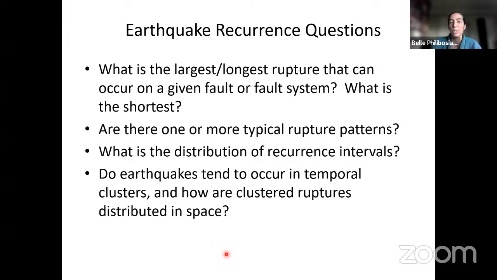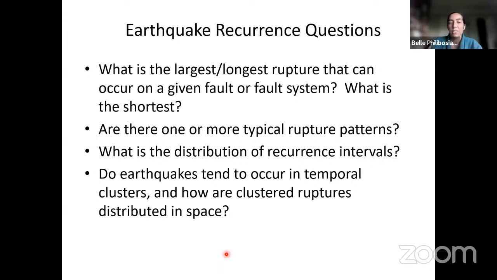We'd also like to know what are the shortest or more typical rupture sizes, because maybe those are more frequent and might present a more frequent hazard. We'd like to know what is the distribution of recurrence intervals. Do the earthquakes occur very regularly, or could there be more variability in the time between events?